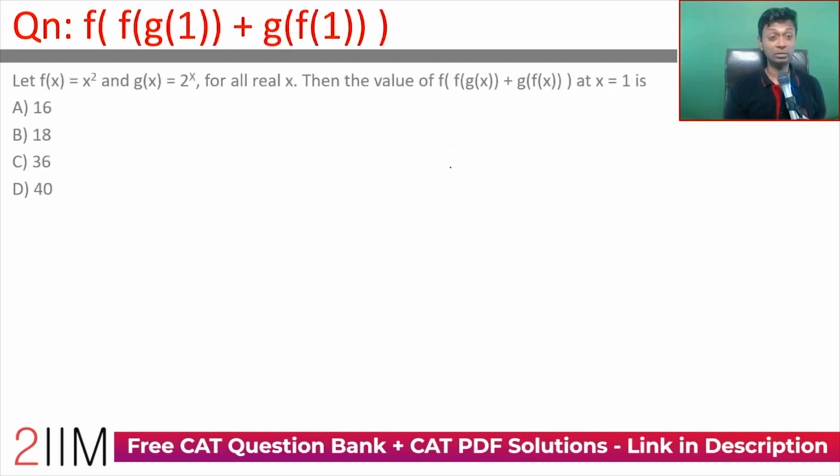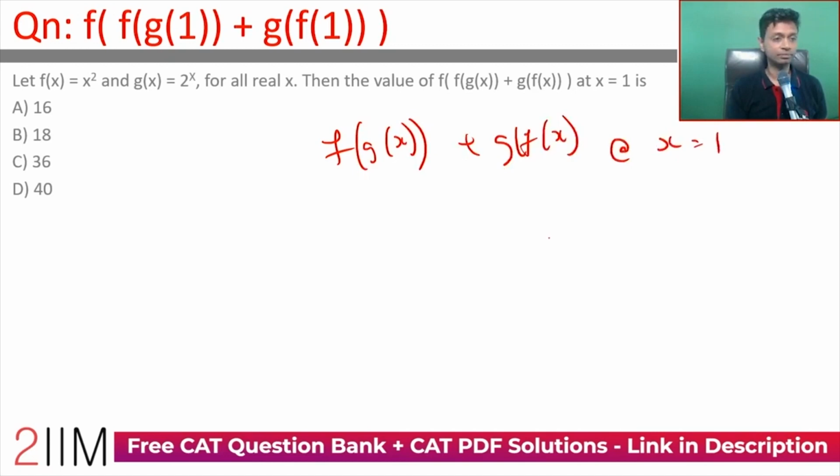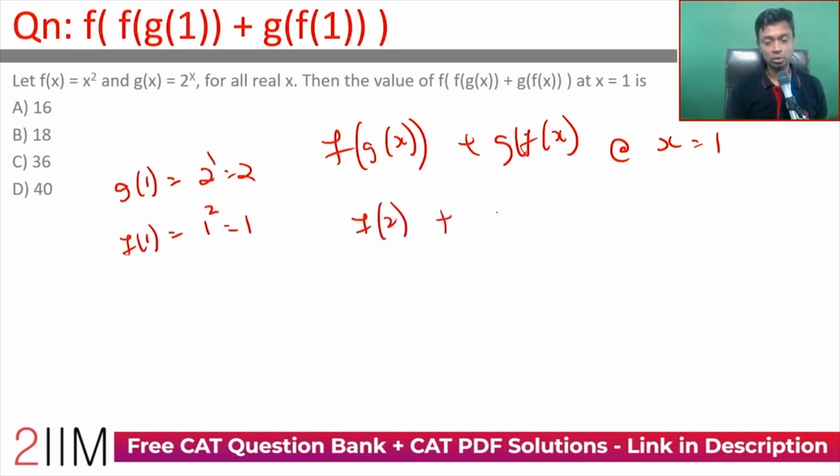F of x equal to x square and g of x equal to 2 power x. What is the value of f of g of x plus g of f of x at x equal to 1? Let's find g of f of x and f of g of x at x equal to 1. Then we'll worry about finding f of this. So g of 1 is 2 power 1, this is 2. F of 1 is 1 square, which is 1. This number becomes f of 2 plus g of 1, at x equal to 1.